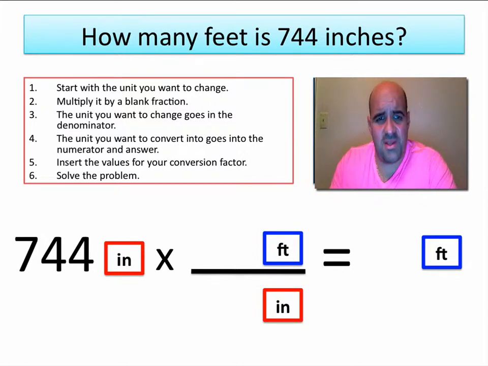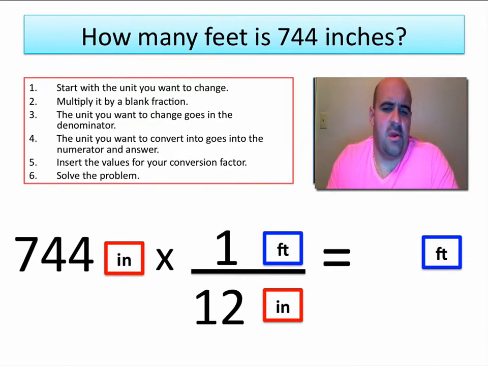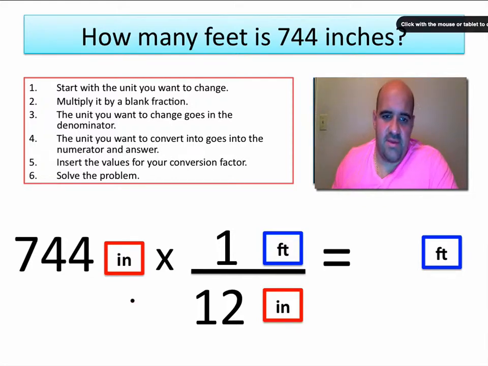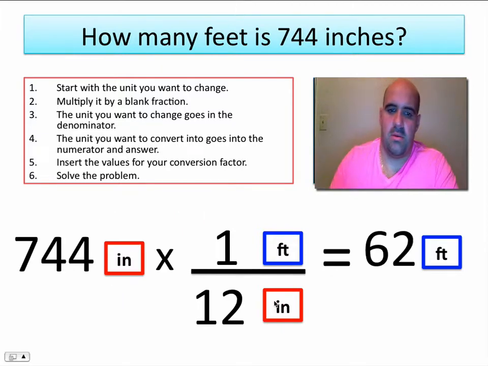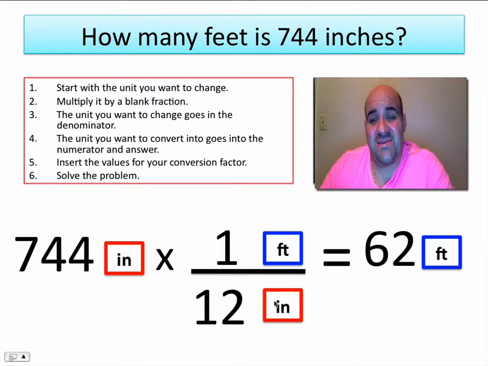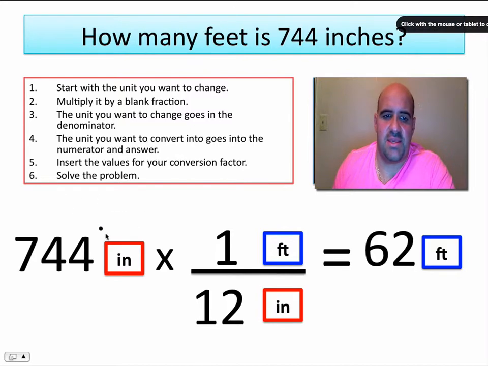The unit we want to convert into goes in the numerator and the answer. Now we have to insert the values for our conversion factor. And the 1 is going to go up top this time. 1 foot is 12 inches. So now we're going to multiply across and then divide by 12. 744 times 1 is 744 divided by 12. And of course these inches will cancel. And that leaves us with 62 feet because again, these inches are canceling.